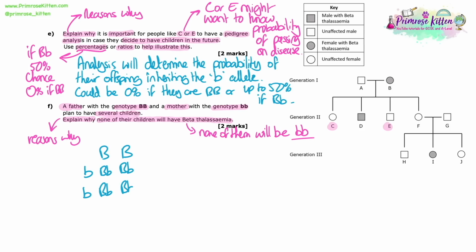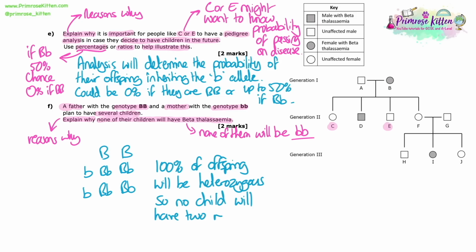So let's put those into a quick Punnett square. So we've got 2 capital B's and 2 little b's. So it shows that 100% of their offspring are going to be heterozygous. So they're going to all have at least 1 dominant allele and 1 recessive allele. So they'll all be carriers, but none of them will be homozygous recessive. So none of them will have the disease. So you can say none of them will have 2 recessive alleles.